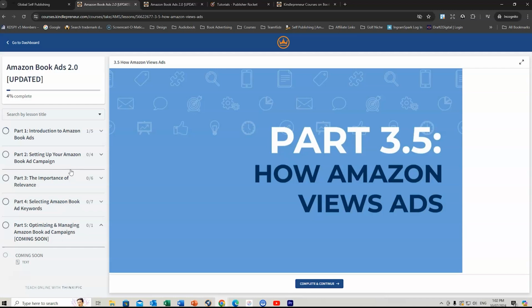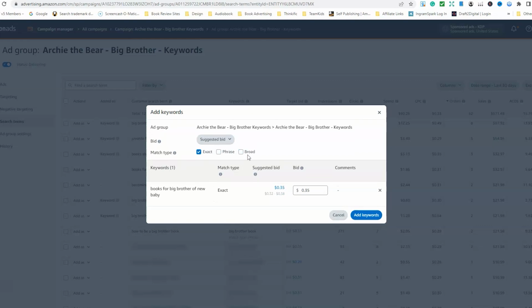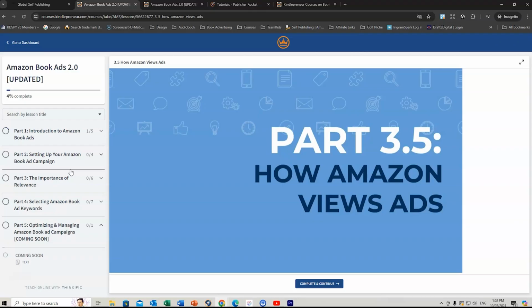So I certainly recommend going through it if you don't have a lot of experience with Amazon ads, or you are experienced but you're having some challenges with your ad spend. This will certainly help you out.